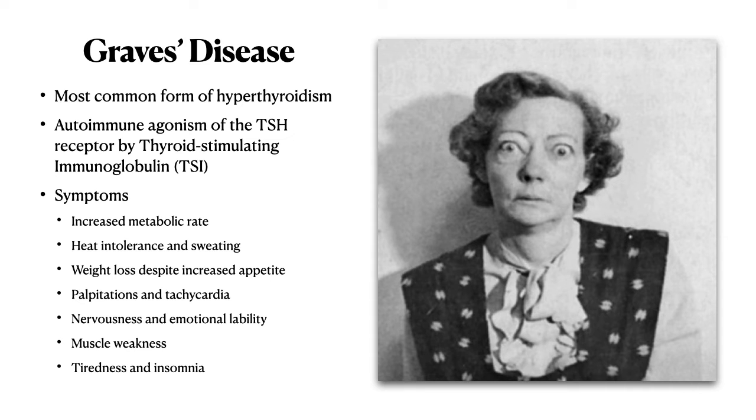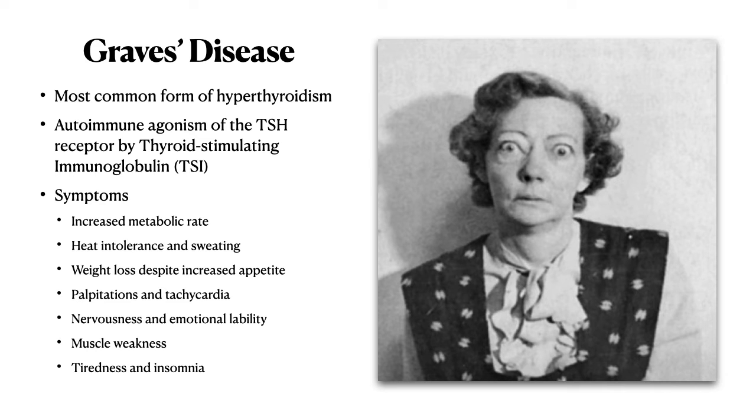So the mechanism for the disease, which is Graves' disease, is there is autoimmune agonism of the TSH or the thyrotropin receptor by thyroid stimulating immunoglobulin. So what does that mean? The plasma cells of the body continuously create an immunoglobulin or antibody which mimics the action of TSH, which is originally produced by the pituitary gland.